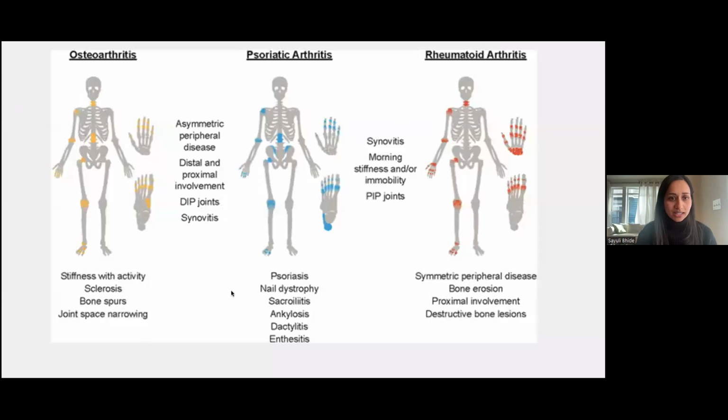So to summarize, a little schema here for you, differentiating osteoarthritis from psoriatic and rheumatoid arthritis, things you're really looking for are, again, inflammatory pain, but also sacroiliitis, dactylitis, enthesitis, and then inflammatory arthritis at the DIP joints.